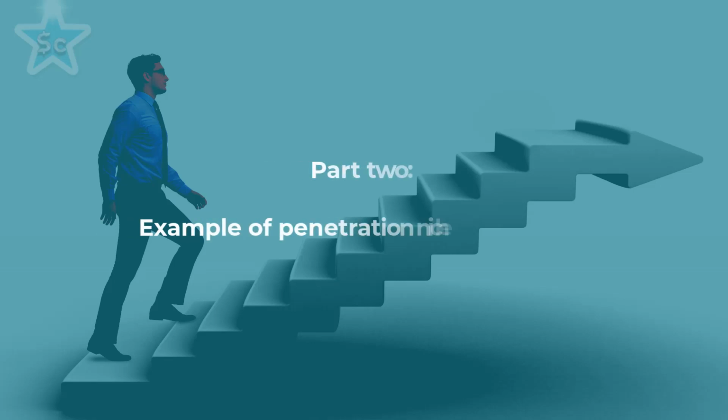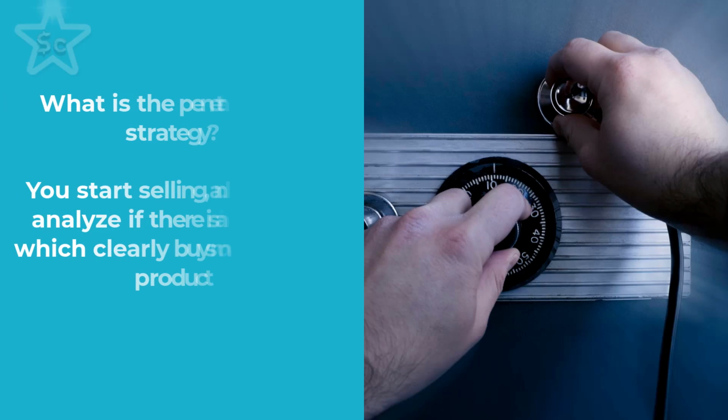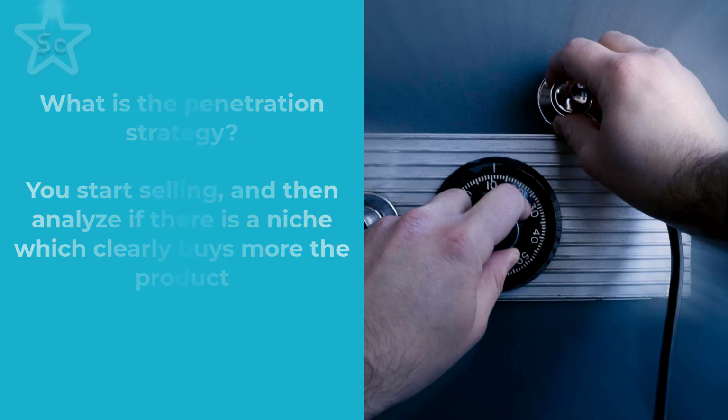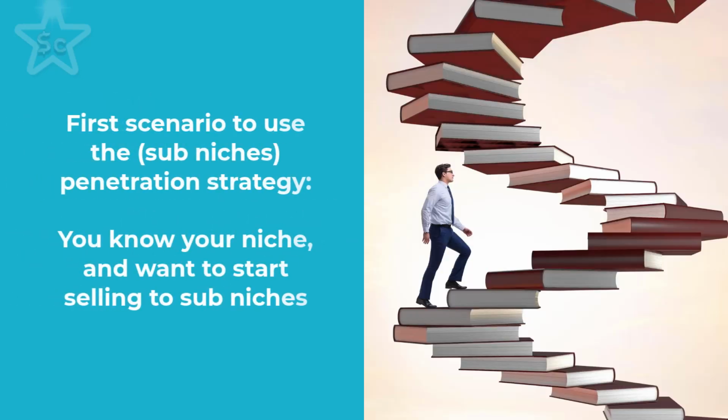Next part, let's examine an example of penetration niche strategy. We'll start with its definition. You start selling and examine how the market reacts. Then, you hope to find a group of people with similar characteristics that buy more than others. If you find this kind of group, you will find a niche. One of the scenarios to utilize this kind of strategy is when you know your niche, then you will start testing what sub-niches are buying more.